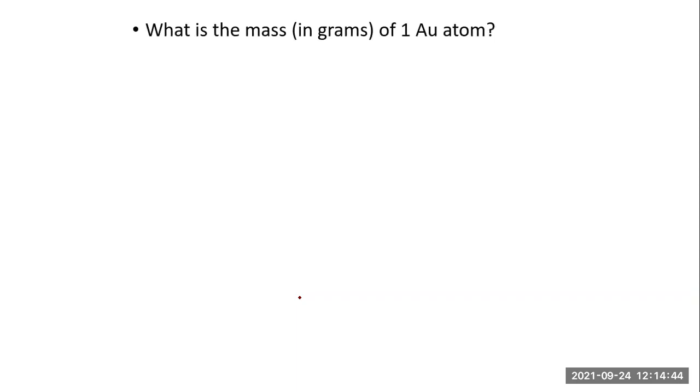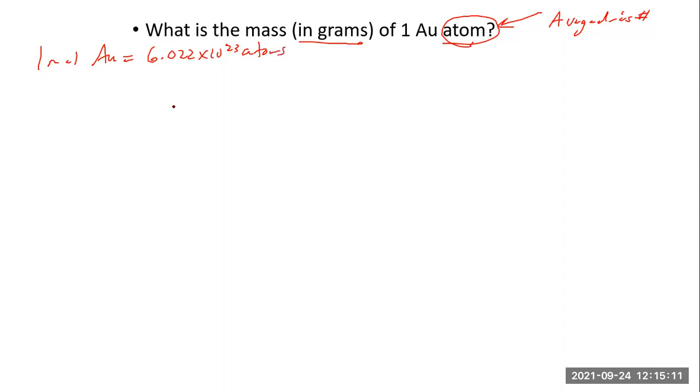Let's take a look at this guy here. This is our good friend gold, and we have 1 gold atom. And we want to know what is the mass in grams. The atom right here is the keyword to, I should be using Avogadro's number somewhere. So again, we know that 1 mole of gold would equal 6.022 times 10 to the 23 atoms. So in this case, we were going to go from atoms to moles to grams. Again, Avogadro's number will be our conversion to do that part of it.